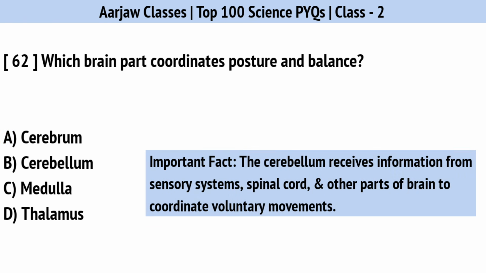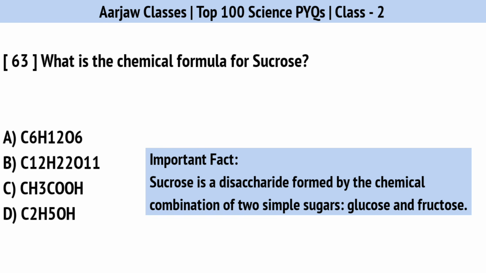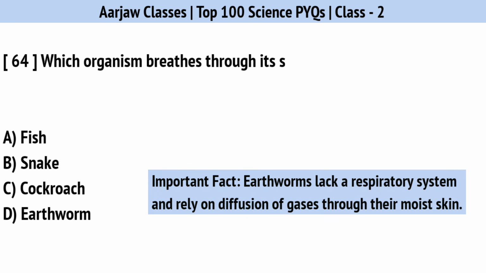Which brain part coordinates posture and balance? Right option is B. Cerebellum. What is the chemical formula for sucrose? Correct option is B. C12H22O11. Which organism breathes through its skin? Right option is D. Earthworm.